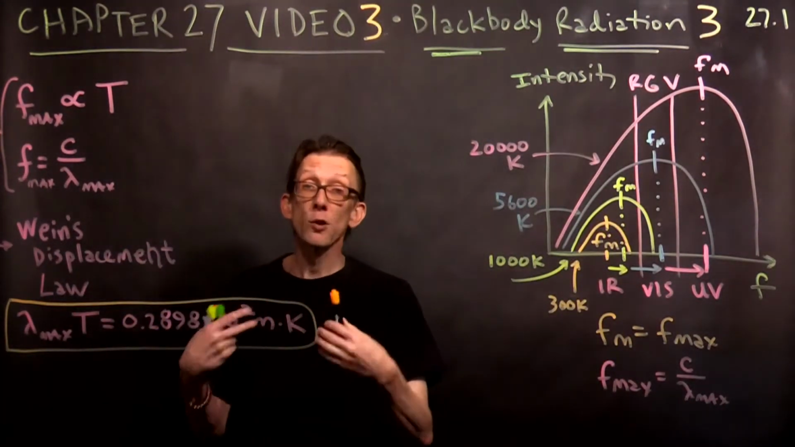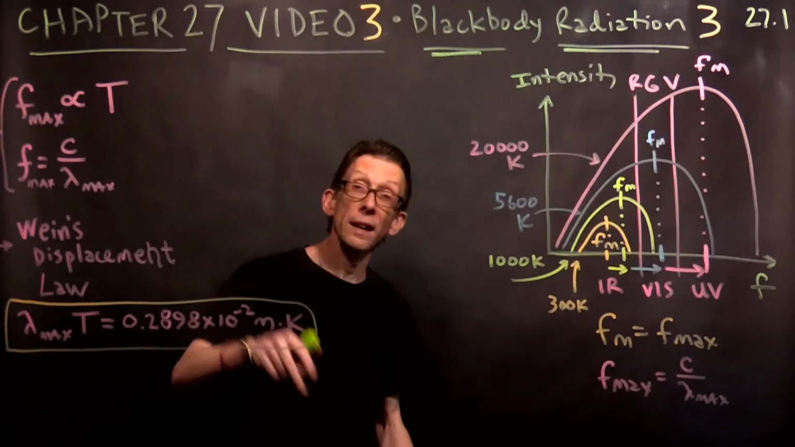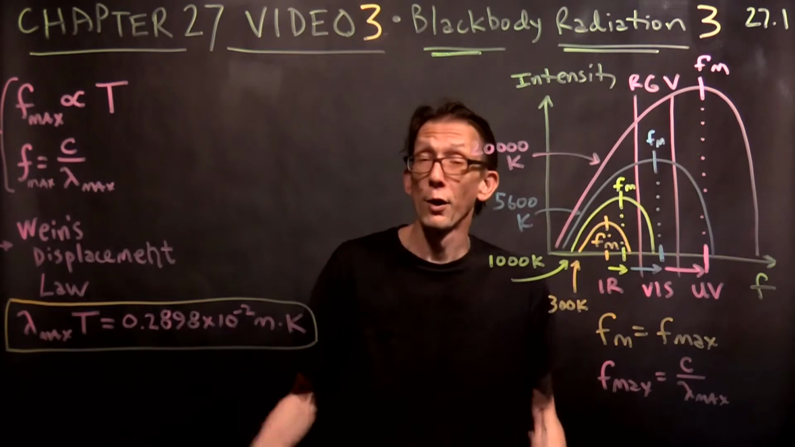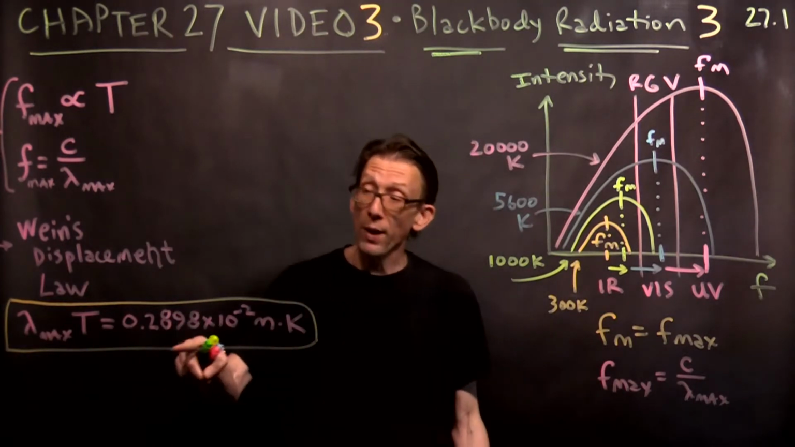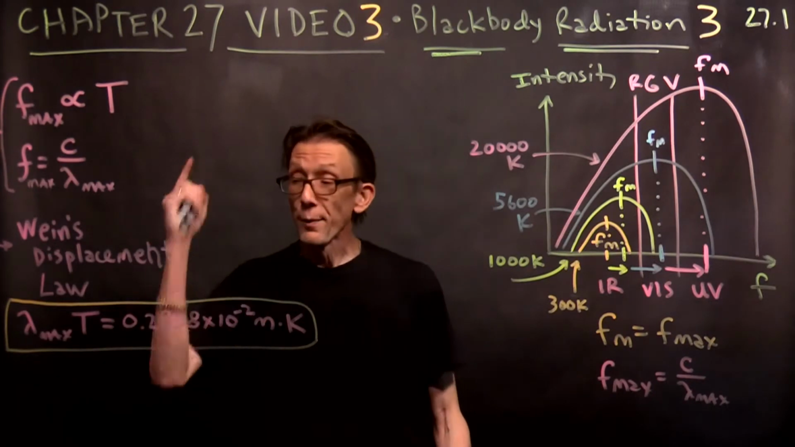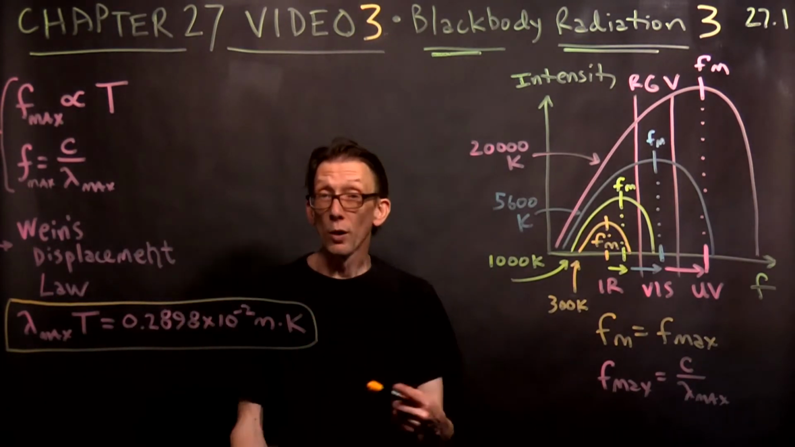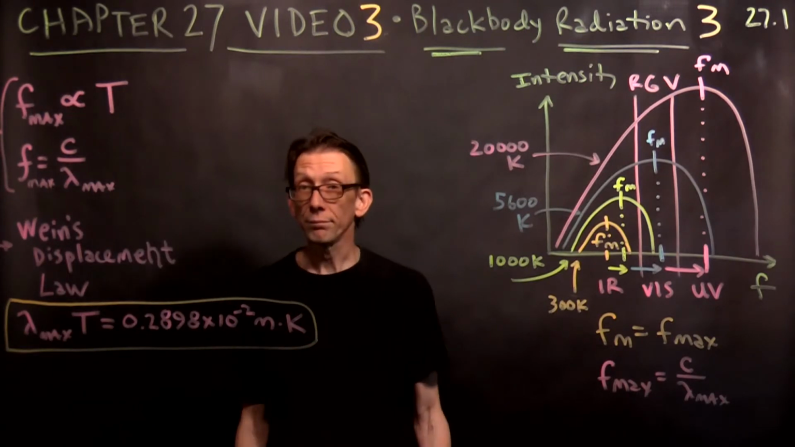If I give you an average wavelength, you can give me a temperature, because on the right-hand side there's no name for that constant that I'm aware of. There might be one, I don't know what it is. But the point is, if I give you lambda max, you can give me T. If you give me T, I can give you lambda max. They go together like that.